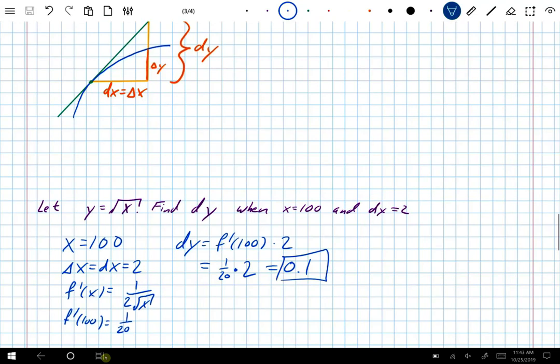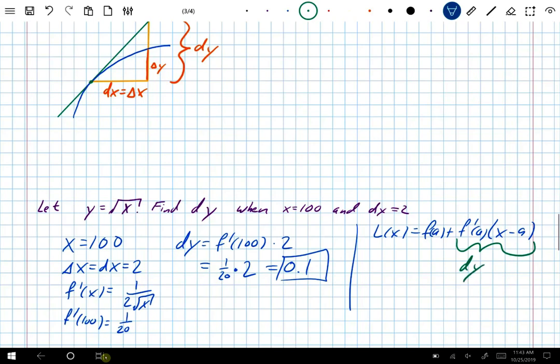Another way of thinking about this is that we had our L of x equal to f of a plus f prime of a times x minus a. This part is my dy. How much is the y changing in the tangent line? That's it. So dy is equal to f prime of a times x minus a. It's an approximation for the change in the y value.